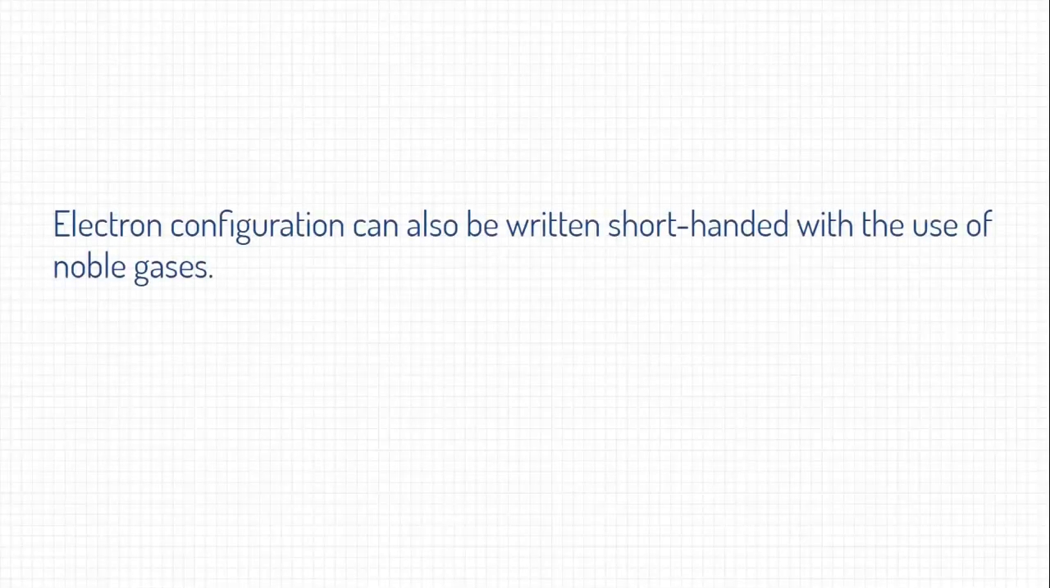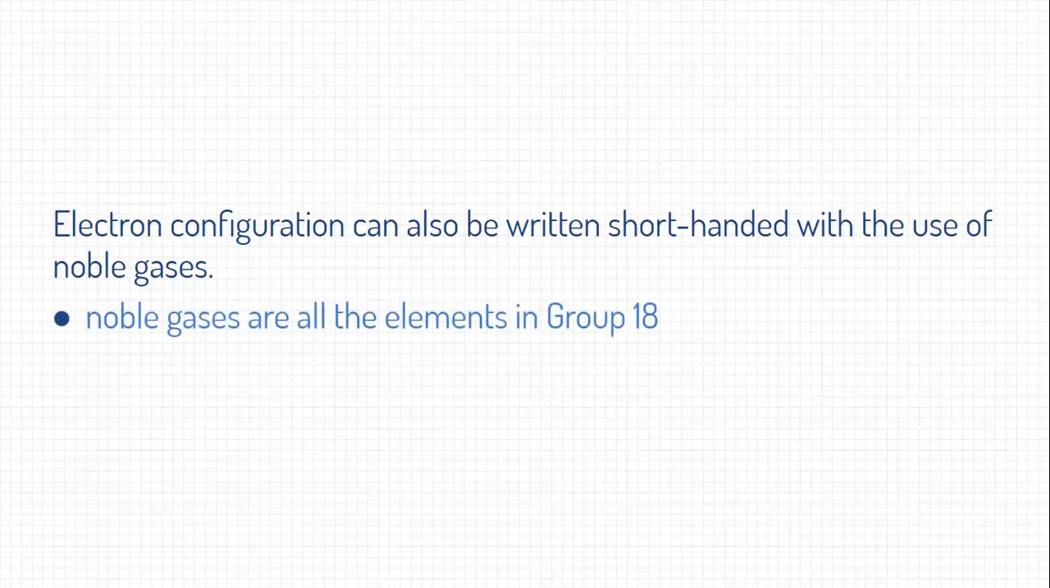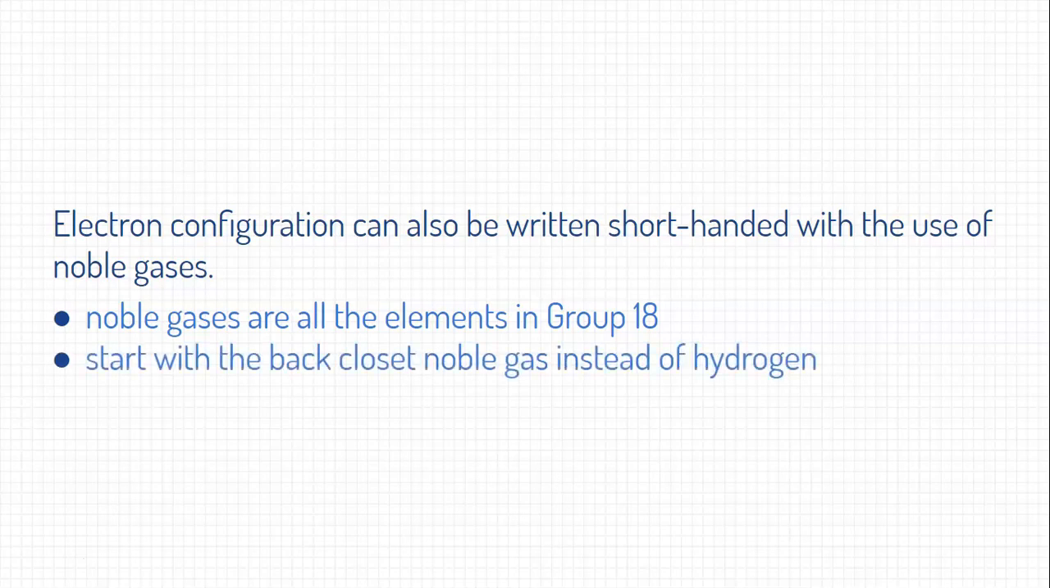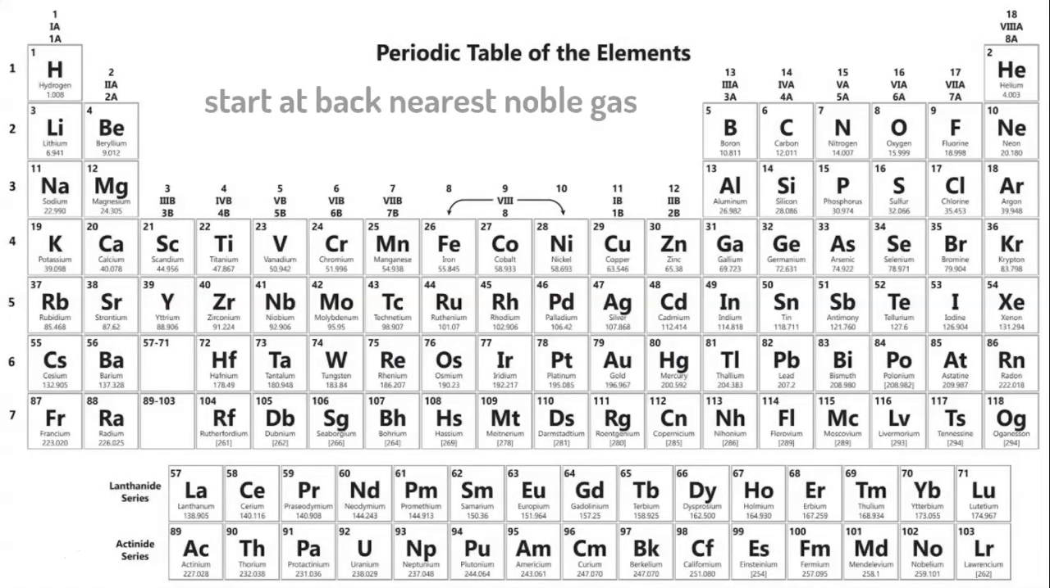Alrighty, so now these electron configurations can also be written shorthanded by using the noble gases. Now the noble gases are all the elements in group 18 of the periodic table. It's the very last group in the periodic table. And when you write these electron configurations, instead of starting at hydrogen, you're going to start at the back nearest noble gas.